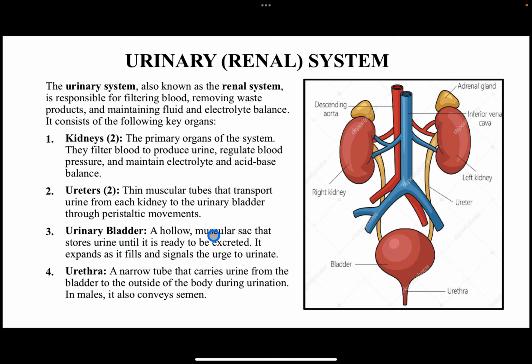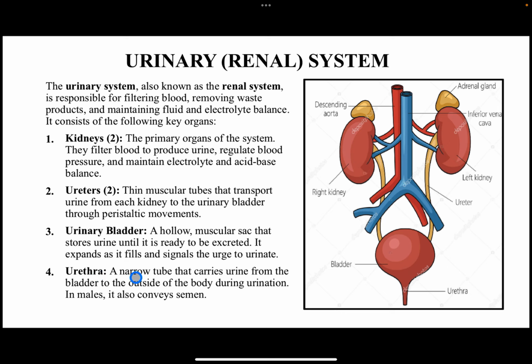A hollow muscular sac that stores urine until it is ready to be excreted. It expands as it fills and signals the urge to urinate. This is the urinary bladder. This is the structure we are talking about, the urinary bladder.